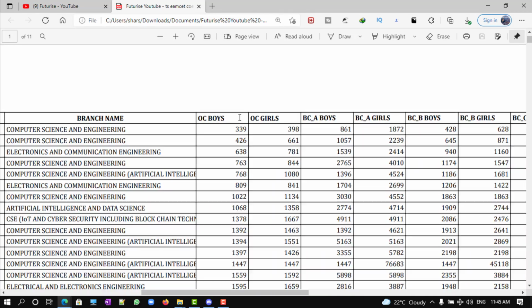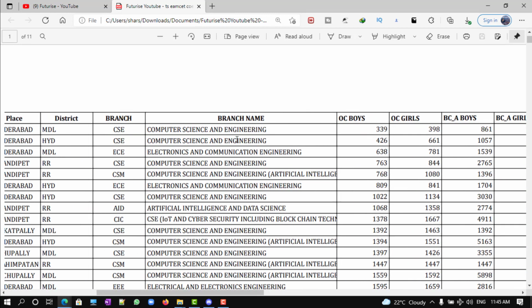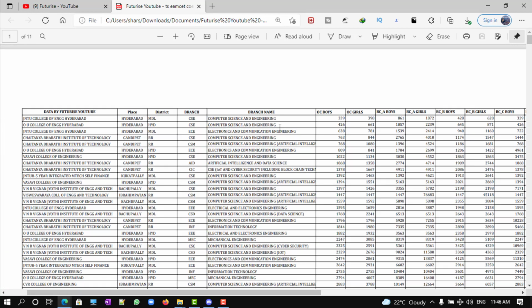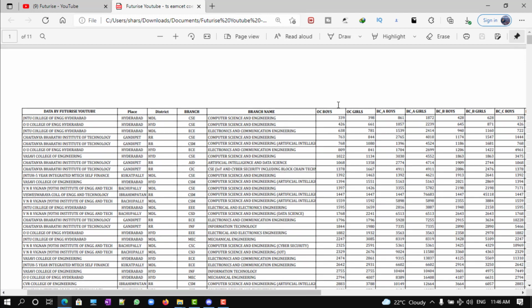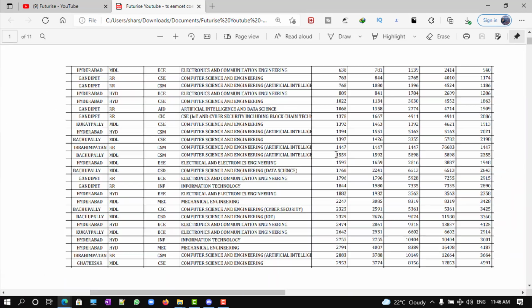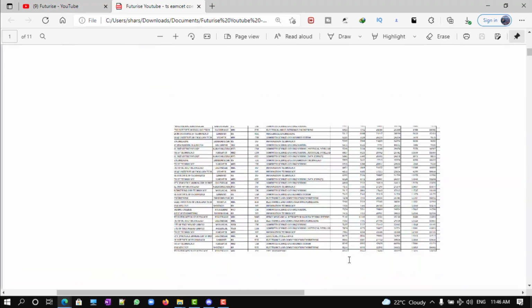So you can see the data right here, which is arranged in the ascending order of OC boys ranks. You can see the highest cutoff is JNTU, then Osmania University computer science, and so on. So for example, if you got a rank of 1500, that means you'll be able to get all the campuses which are below this particular one. So you'll be able to get all these things.